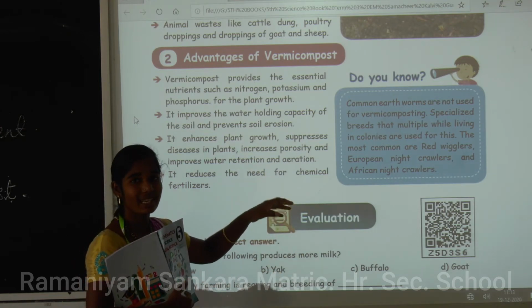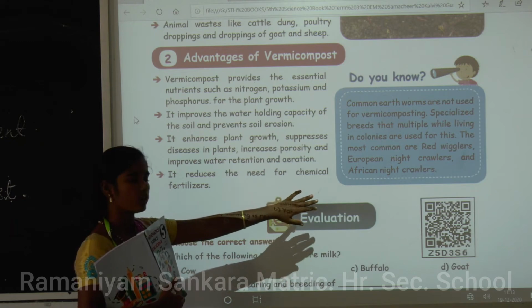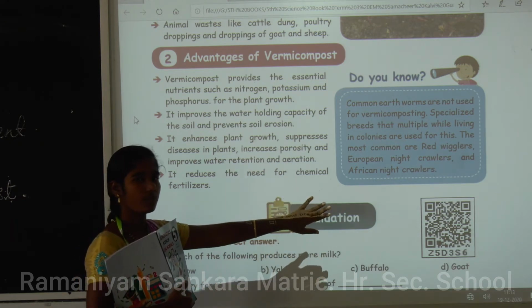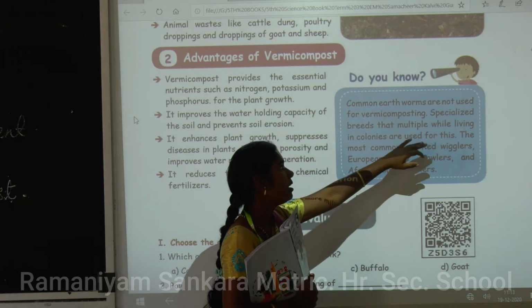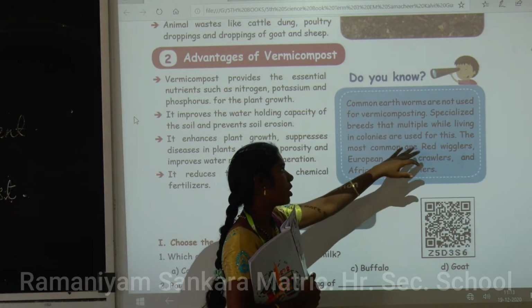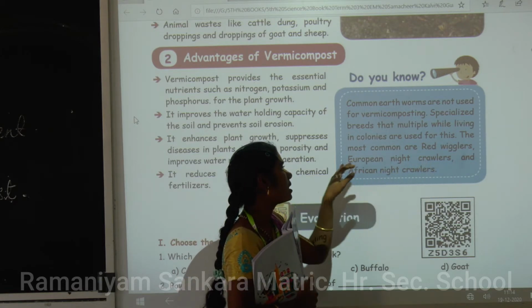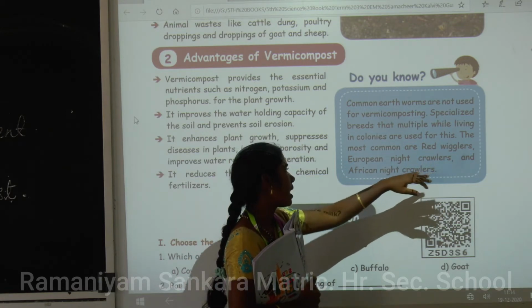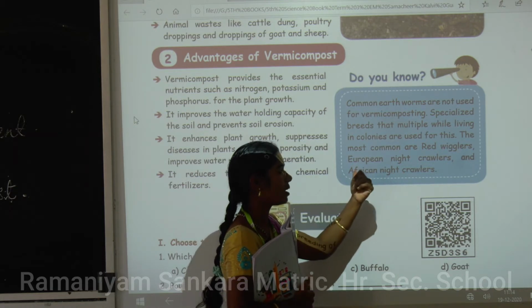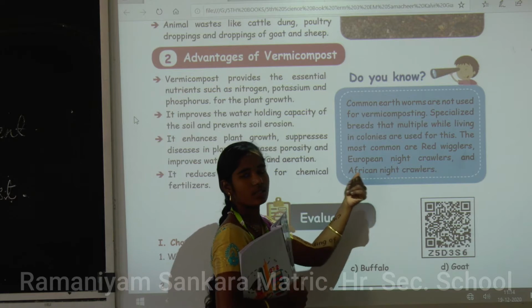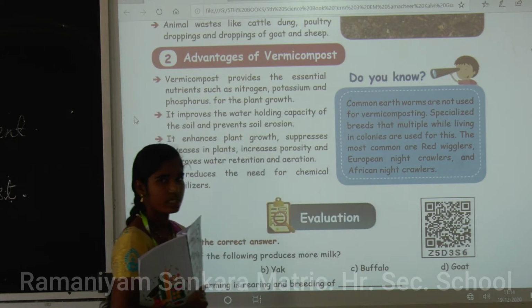Actually it is red in color. இதுல என்ன ஆகும் அப்படினா, it is red color ல இருக்கும் in this type of vermicompost earthworms. Okay va, so specialized breeds that multiply while living in colonies are used for this. The most common are red wigglers, European night crawlers and African night crawlers. ஓகேவா, இதெல்லாம் some of the earthworm breeds used for the vermicomposting purpose.